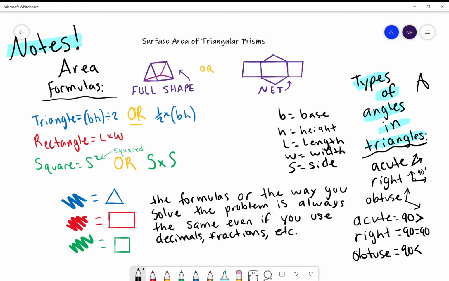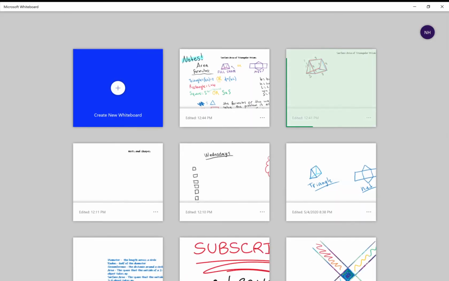Up here are some types of angles: acute angles, right angles, and obtuse angles. Acute angles are always smaller than 90 degrees. For example, a 45-degree angle is acute. A right angle is always 90 degrees, or else it wouldn't be a right angle. And an obtuse angle is greater than 90 degrees. For example, a 110-degree angle is an obtuse angle. And finally up here, it's the net and the full shape. So now let's get into solving the problems.